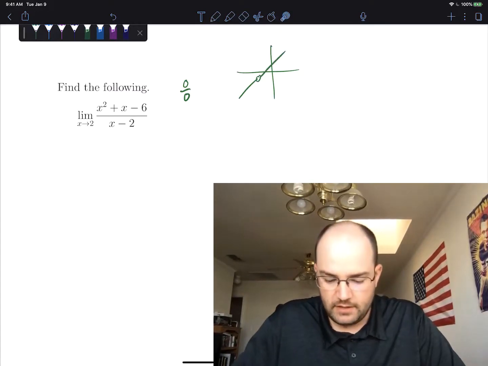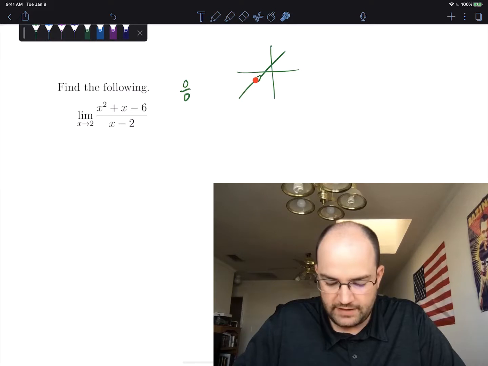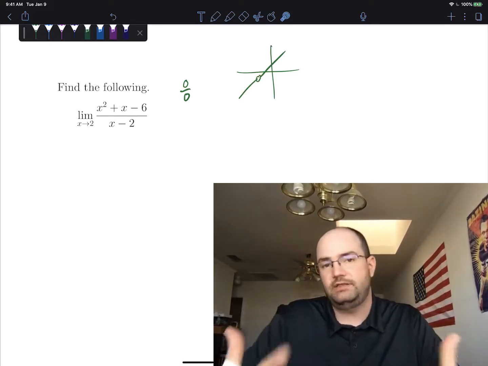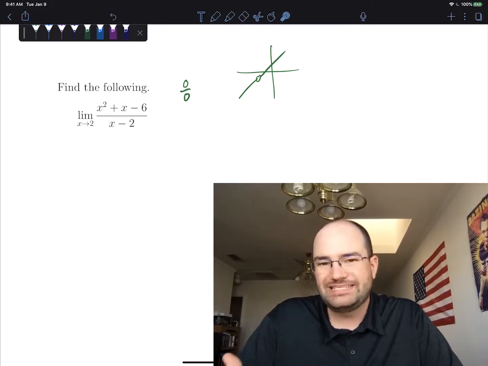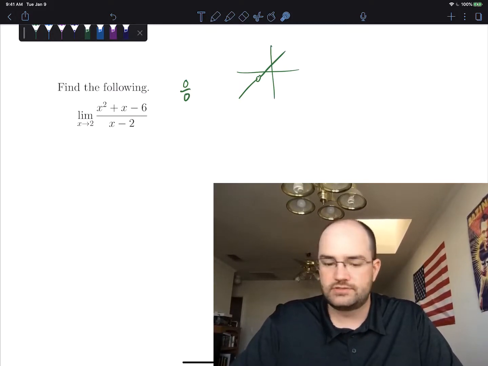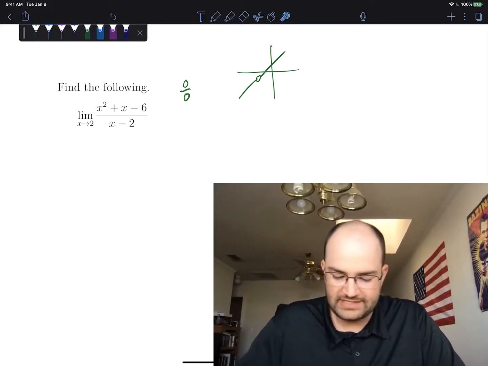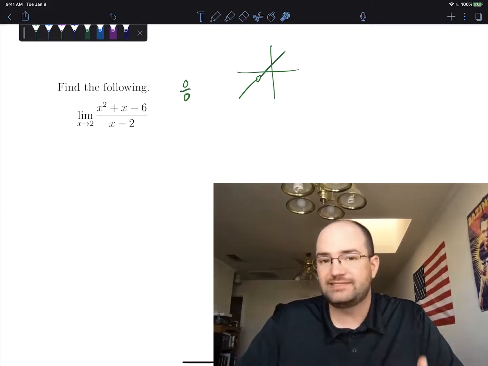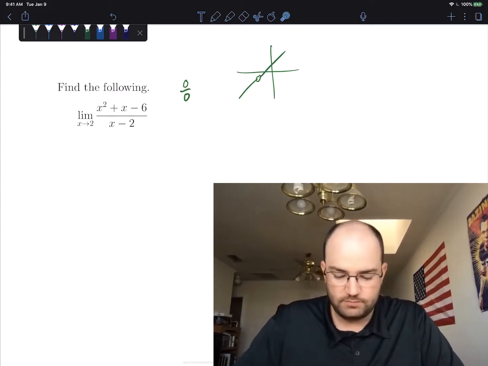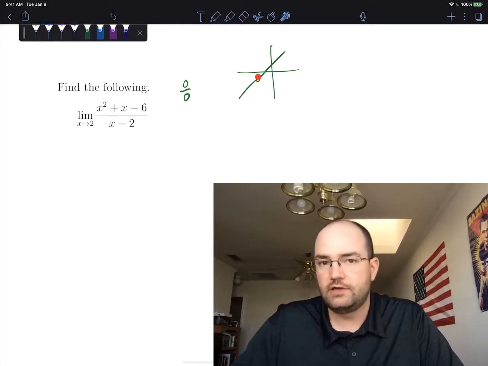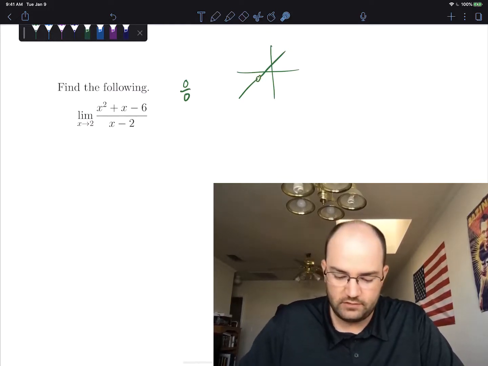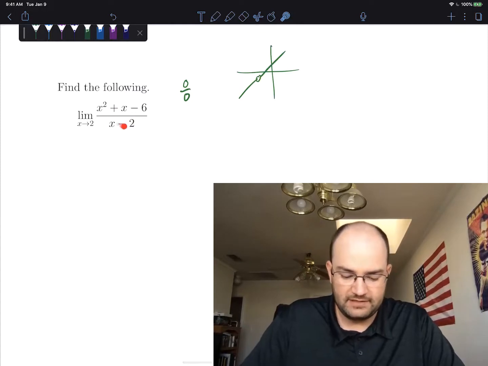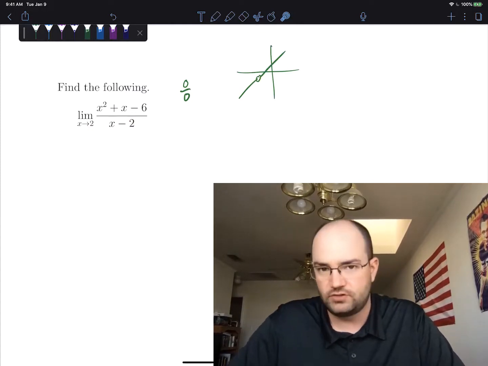Something like that. Notice that going from the left, it's approaching this value. From the right, it's approaching this value. It'll never actually be that value, but it's getting really, really close. So when this happens and you have a hole in the graph, you have the possibility of it actually being that value that you get from there. Now the question is how do you get this value? Well, this value comes from simplifying this and then plugging that into the function.